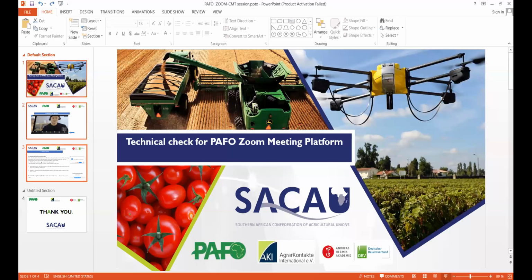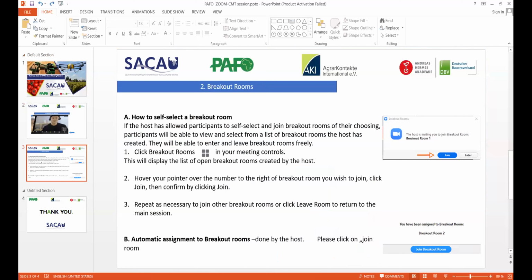The next one is the breakout rooms. We also observed that there was a challenge in selecting the breakout rooms. There are two options of selecting the breakout rooms. The first one, you can select by yourself. There is also an icon at the bottom of your screen that has 4 squares. When you click that icon, it will show you the breakout rooms and you are going to select the breakout room that you want to join. And if you don't know how to join the breakout room, we have admin people who are going to assist you in joining the breakout room.